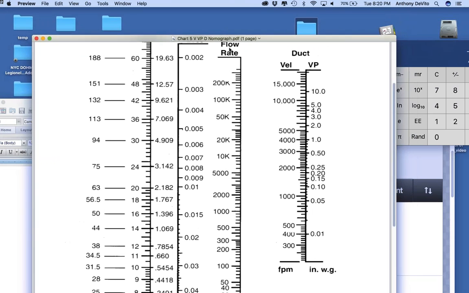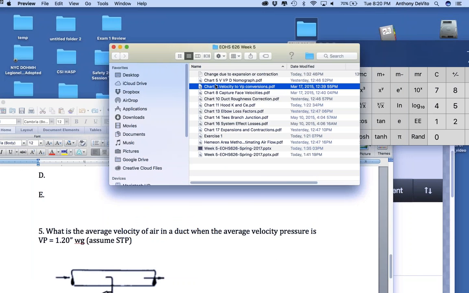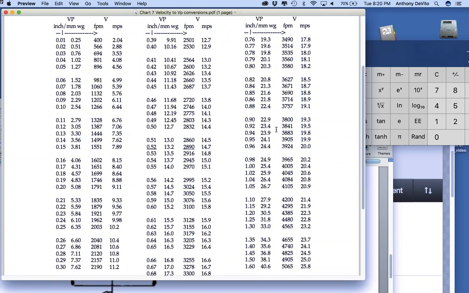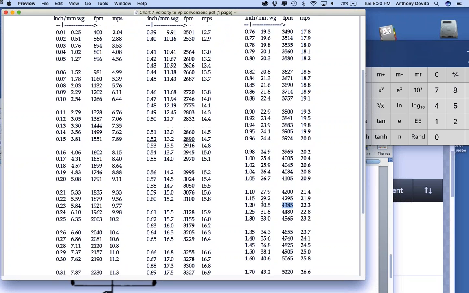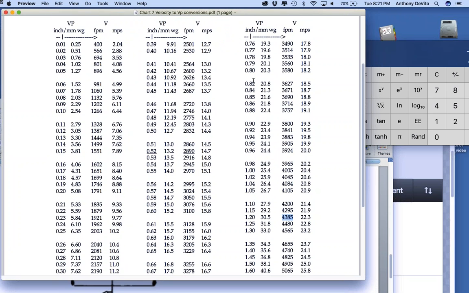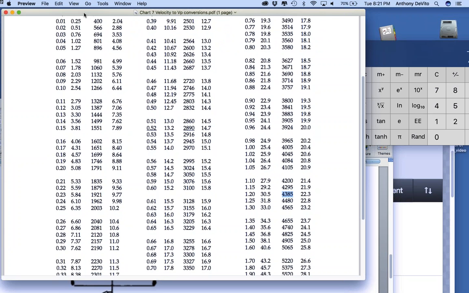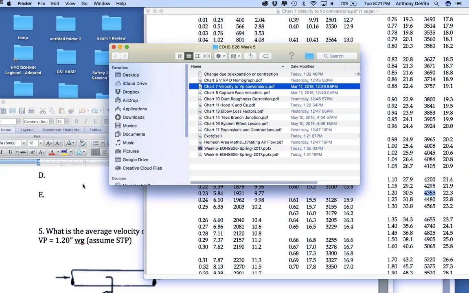And actually, I think chart 7 is a little bit more accurate. If I look for chart 7, velocity pressure to velocity conversions, velocity pressure 1.2 is 4,385 feet per minute. Okay, and if you want to use meters per second, you have that also, or millimeters instead of inches water gauge. You have that also if you need to. But again, we're going to work mostly in English units. Okay, next.